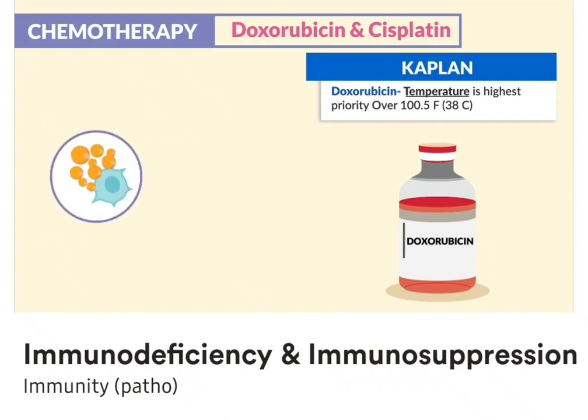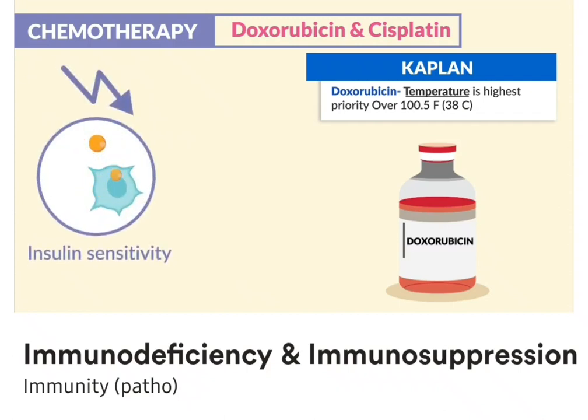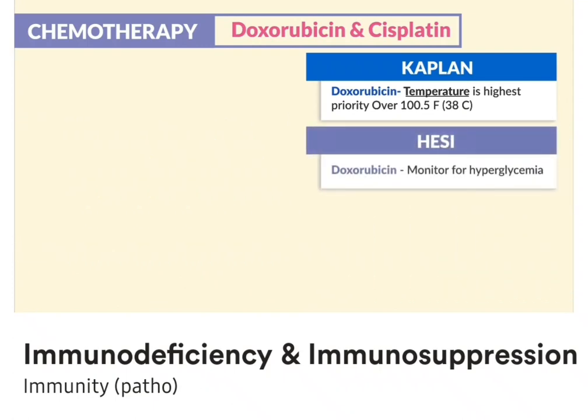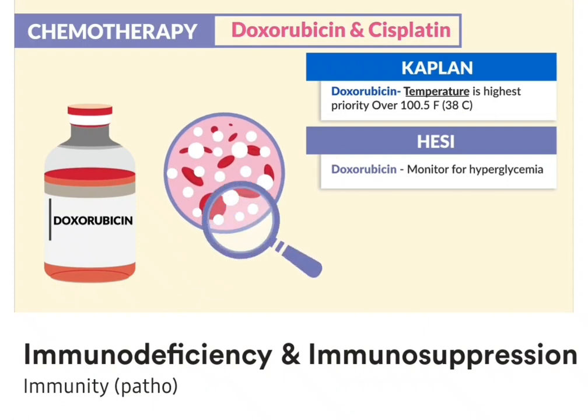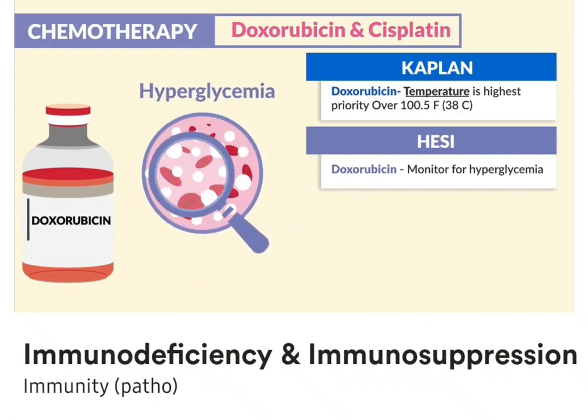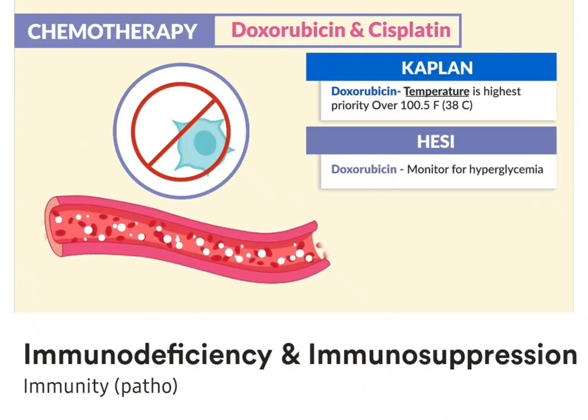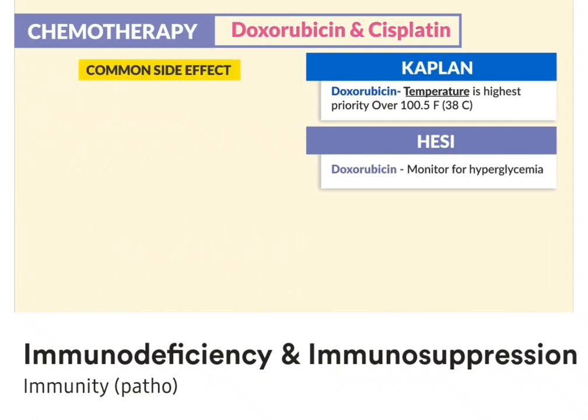Now, this drug also causes decreased insulin sensitivity. So clients end up with hyperglycemia, basically that high sugar. So the HESI mentions doxorubicin, monitor for hyperglycemia. Remember, insulin helps sugar into the cell. So without insulin effectiveness, sugar is not going into the cell, and now it just hangs out in the bloodstream, causing high sugar.